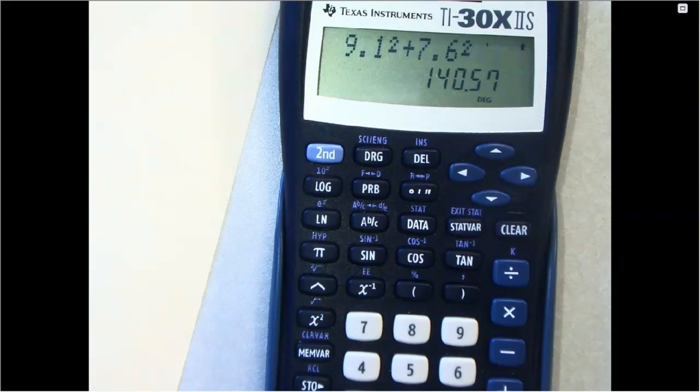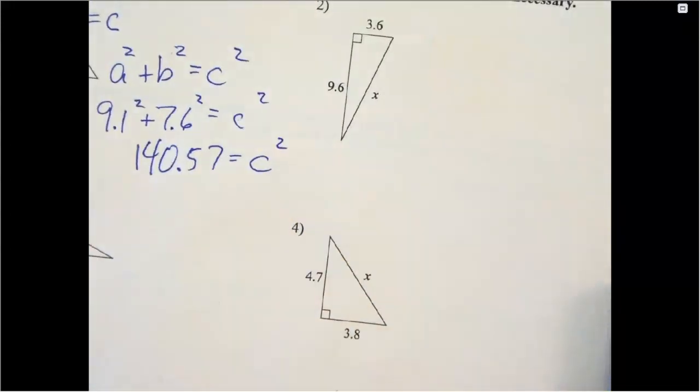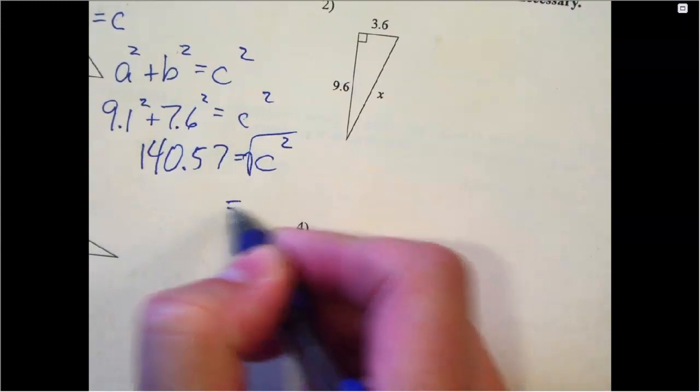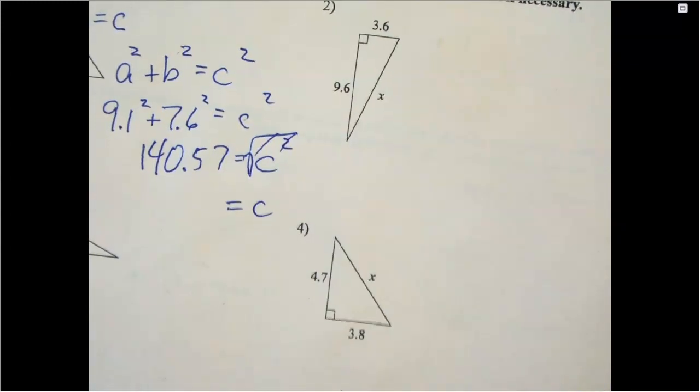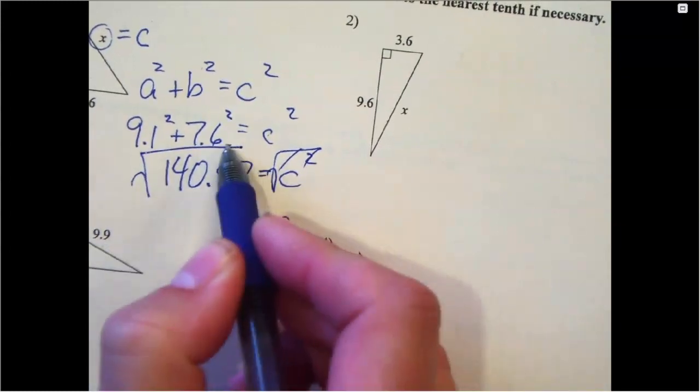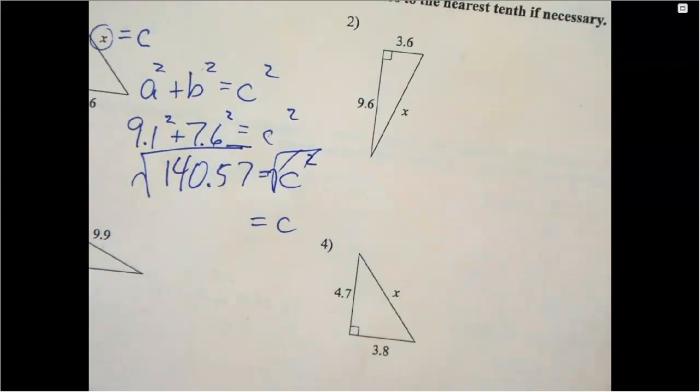Not our answer. That's enormous. That's way too big for the answer. That's C squared. So what's the opposite of squaring something? Square rooting something. So I'm going to square root that side, and the square and the square root just cancel, so I get C. And then you've got to type into your calculator the square root of 140.57.